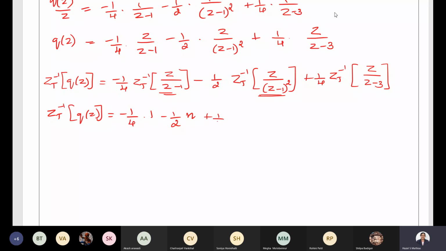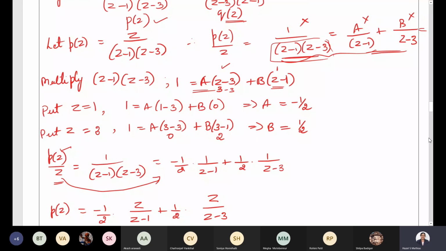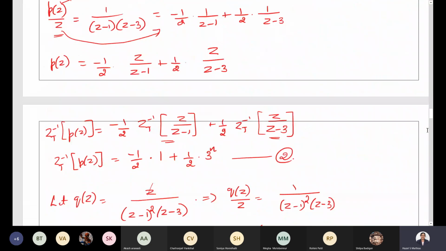Then plus 1 by 4 into, what is the inverse Z transform of this? 3 power n. Yes, 3 power n. So this is the inverse Z transform of Q of z. Now we need to substitute all these things over here. This is your main equation: Y bar of z equals P of z plus Q of z. So apply inverse Z transform. We have found the inverse Z transform of each of these terms.